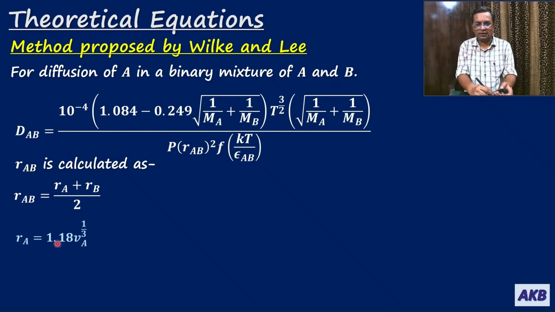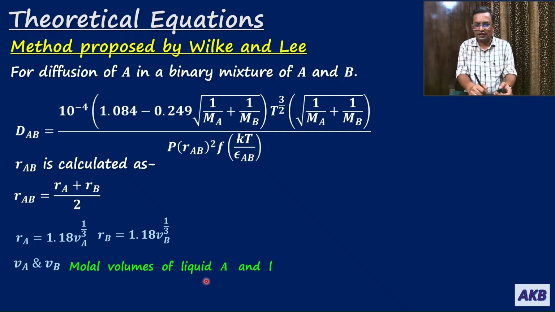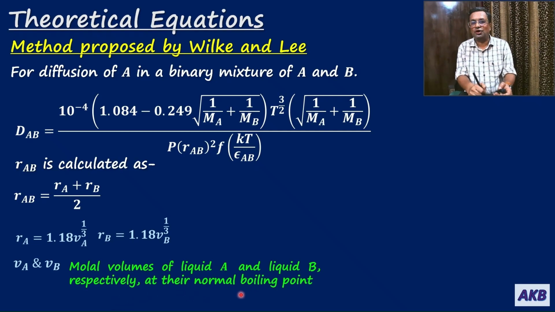RA is equal to 1.18 into VA raised to 1 by 3. And similarly, RB can be obtained in this way: 1.18 into VB raised to 1 by 3. In this case, VA and VB are molar volumes of liquid A and liquid B, respectively, at their normal boiling points. So by using these two equations, you can get RA and RB.